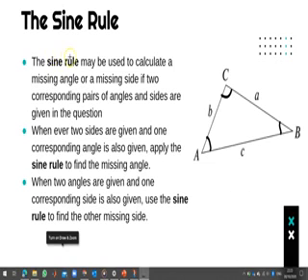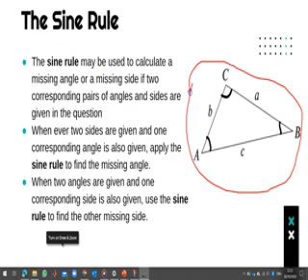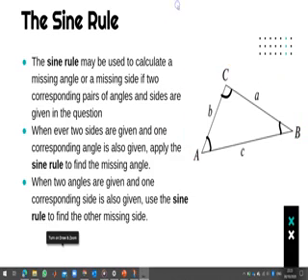So the sine rule may be used to calculate a missing angle or a missing side if the two corresponding pairs of angles and sides are given in the equation. So when we talk about a triangle, this triangle is a non-right-angled triangle, the triangle given on this side. So when you talk about the corresponding pairs of angles and sides, let's look at this triangle.